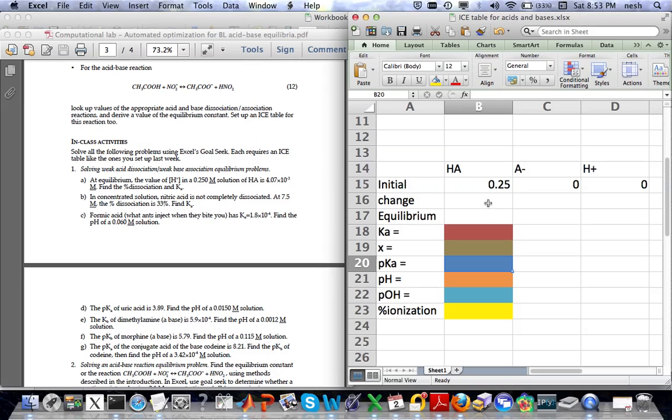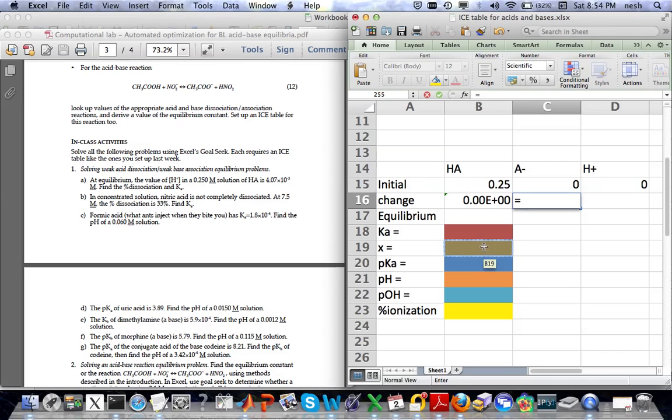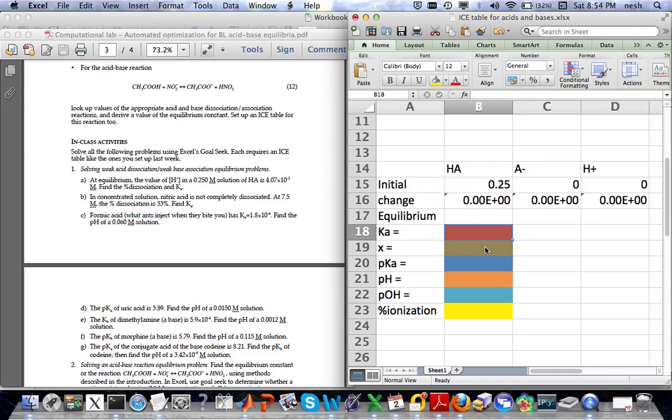Okay, assuming you're back. This is sort of the normal thing. I think you can do this without too much help. I'm going to enter in the change variable. Why don't you do that right now? Okay, I think what I should do is say that the change in the amount of HA will be equal to minus whatever's in this brown X box. And the amount of A minus that appears will just be equal to whatever's in that X box. And the same thing for the H plus concentration.